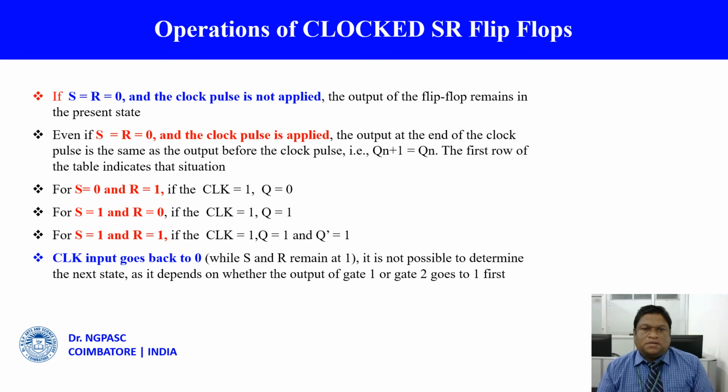So for S is equal to 0 and R is equal to 1, the clock value is again 1 and Q is equal to 0. For S is equal to 1 and R is equal to 0, the clock is 1, then Q must be 1. For S is equal to 1 and R is equal to 1, both have the same value of 1, and when the clock pulse is on, these two attain the same value and this is not valid. And whenever the clock pulse goes back to 0, there won't be any output change in the flip-flop.